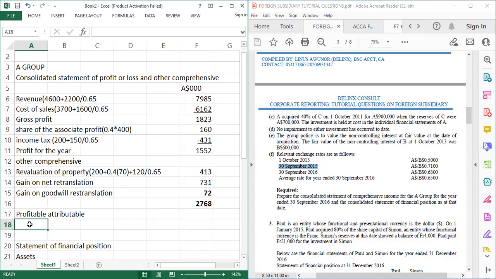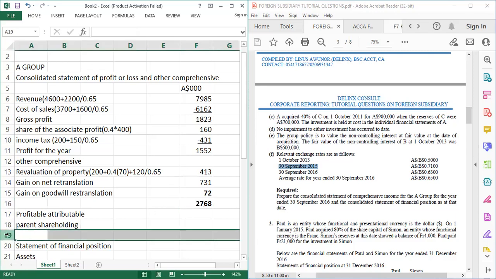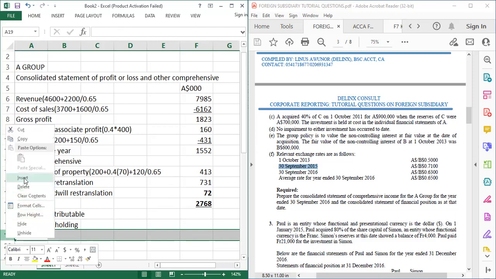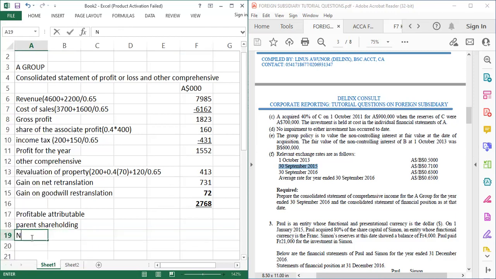So what we are going to have is the parent shareholding. How much will the parent shareholders be having? You have to know that the profit over here consists of both the parent and then the NCI. If we know how much the NCI will be taking, then we can know the parent's share. So always we start with the NCI.